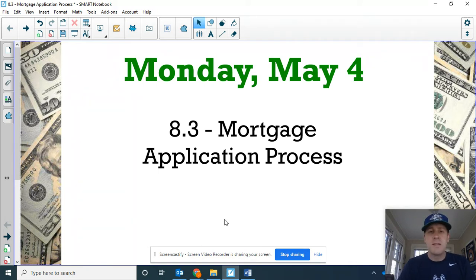Okay, so today we're going to move on to section 8.3, which is on mortgages. It's going to be a really cool section. We're going to look at different types of mortgages, some good, some bad, and really what we should be looking at when it comes to applying for a mortgage.